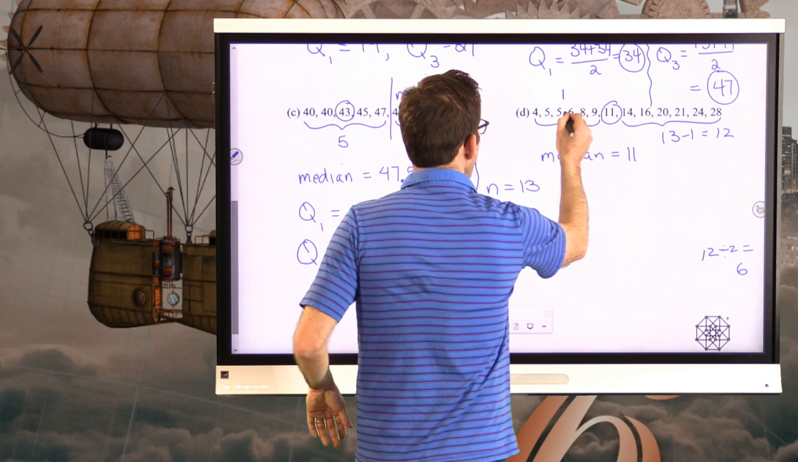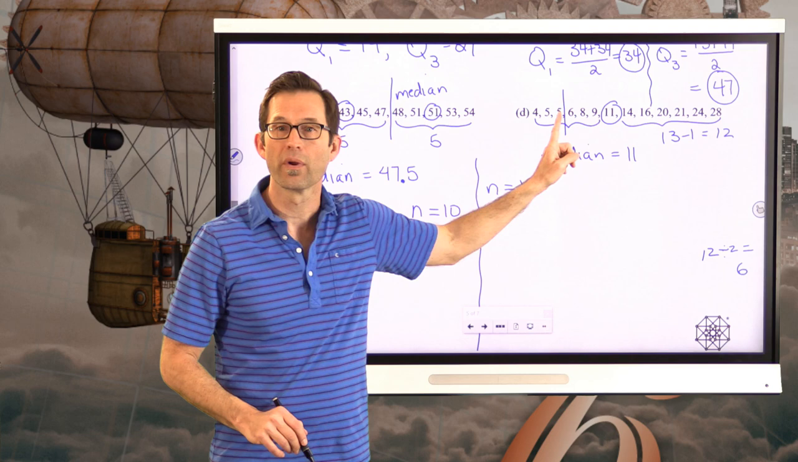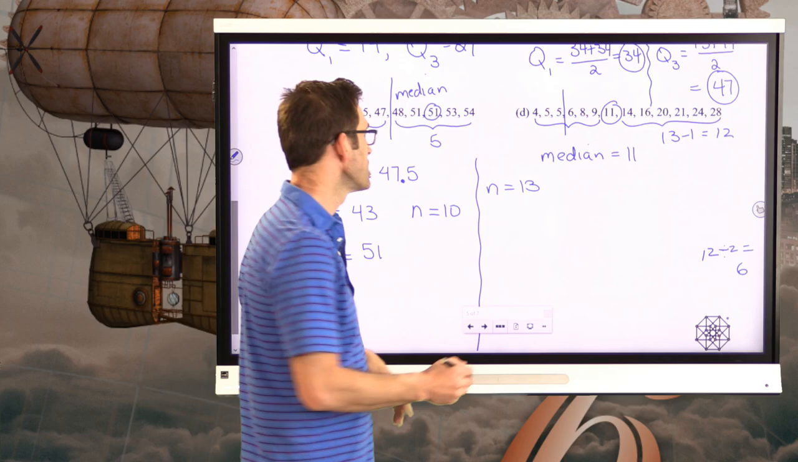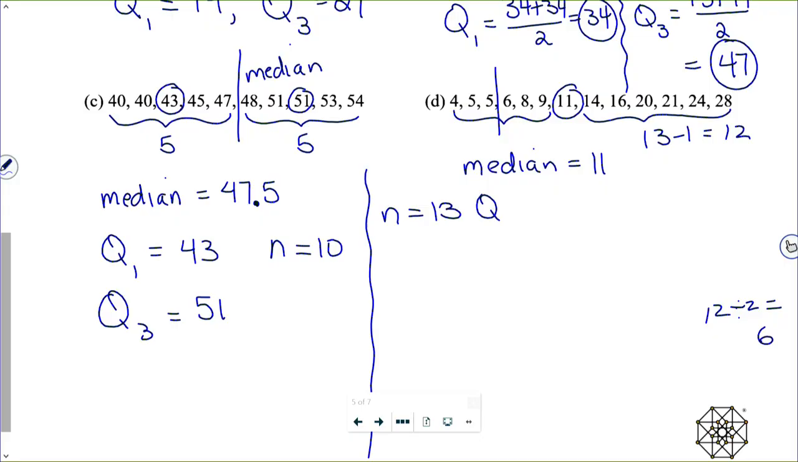Right between that five and that six, so that I have 1, 2, 3 values there and 1, 2, 3 values there. Remember, I'm kind of eliminating the median in this case. So my lower quartile, or my first quartile, is going to be halfway between 5 and 6, which will be 5.5. Very similar in the upper half of the data, right?